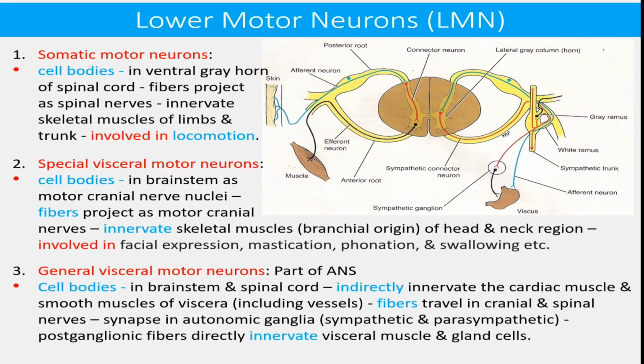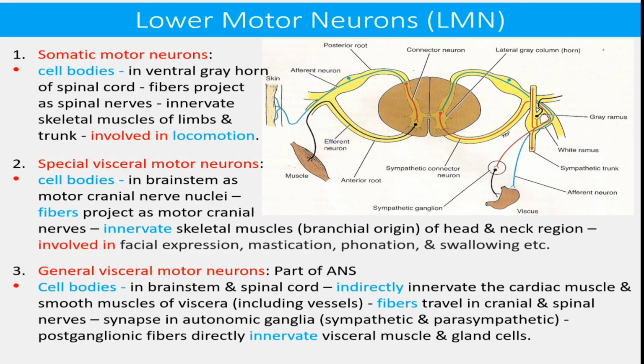Number one, somatic motor neurons. Their cell bodies are located in the ventral gray horn of the spinal cord and their fibers project as spinal nerves. They innervate skeletal muscles of the limb and trunk and they are involved in locomotion.